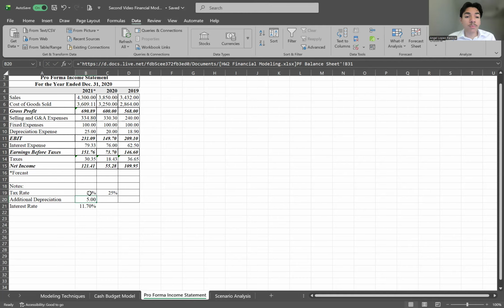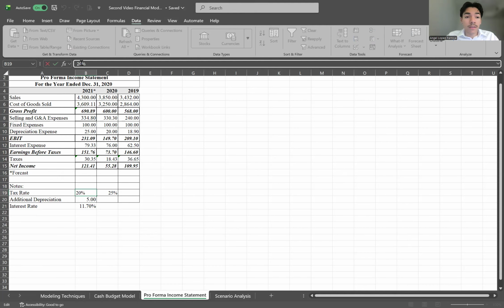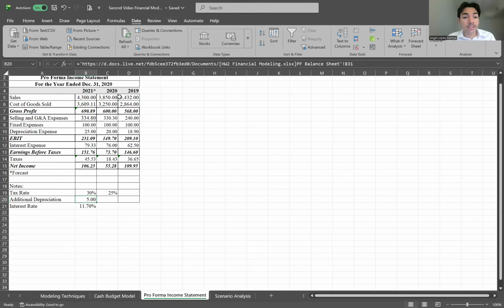Now, if we were to go from 25% to 30%, we do see that our net income goes down. It is still higher than 2020 as we have a big sales increase. We're going from 3,850,000 to 4.3 million, so that is around a 450,000 increase. Again, that is huge. That shows why our net income is basically double what it was in 2020.